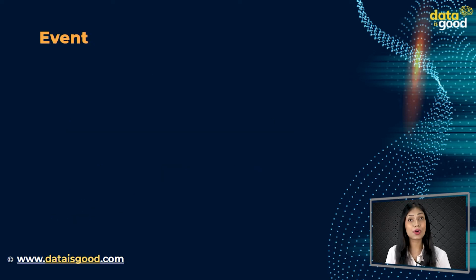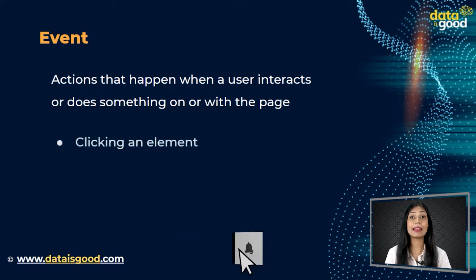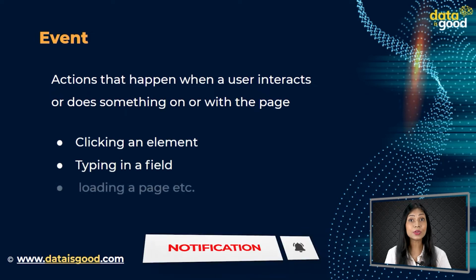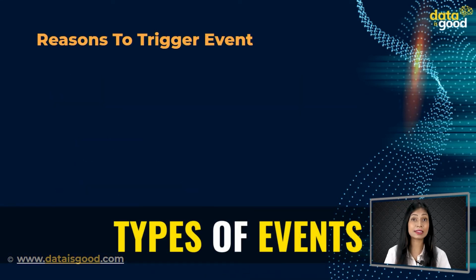Before moving on to DOM events, you need to know what events are. So events are actions that happen when a user interacts or does something on or with the page, like clicking an element, typing in a field, or loading a page, etc. There are many different types of events that can occur.